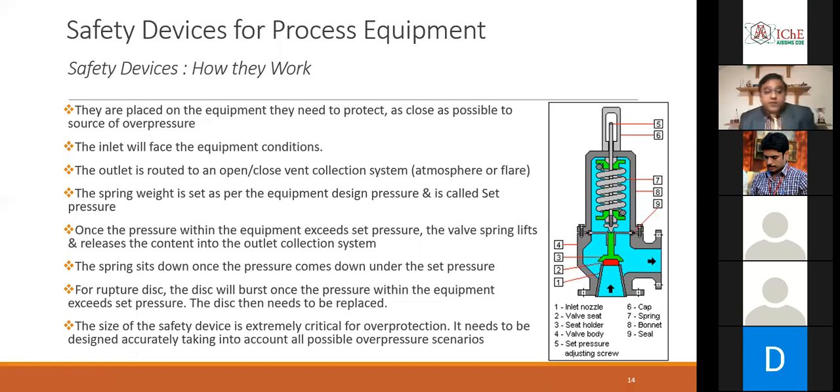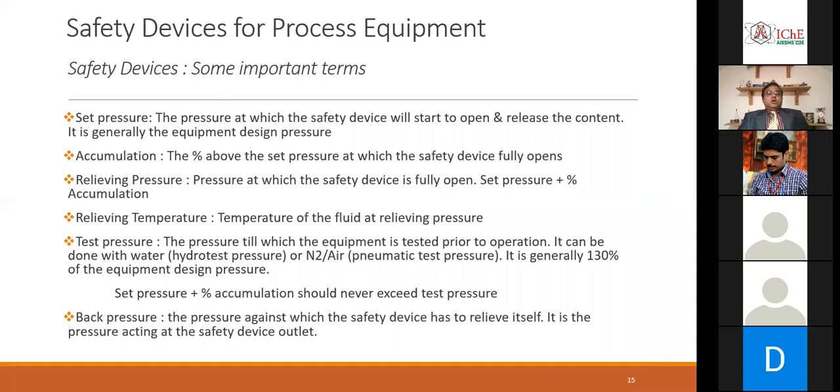Again, I would say the size of the safety device is extremely critical for overprotection. It needs to be designed very accurately, taking into account all the scenarios that can possibly go wrong in the system. Before we go into the detail of the safety devices, you should get familiarized with some terms that I will be using from now onwards.